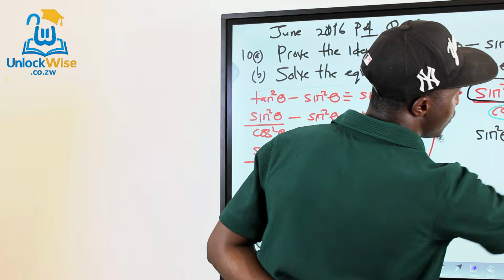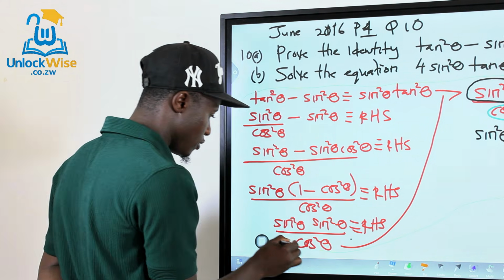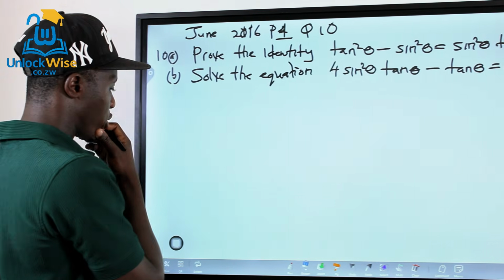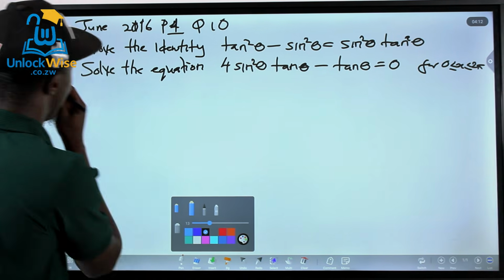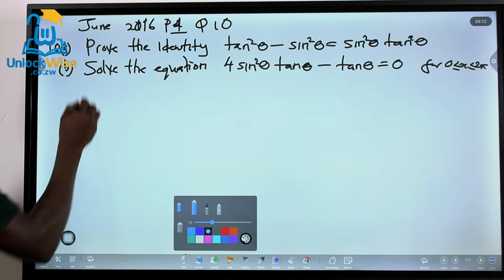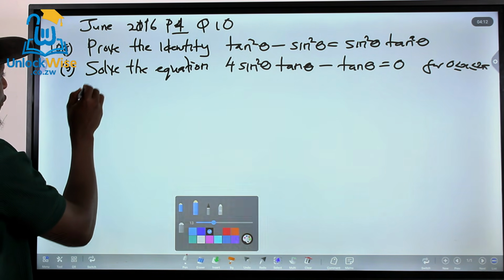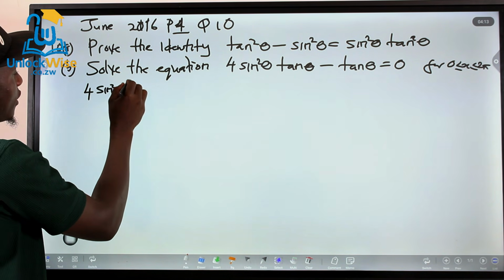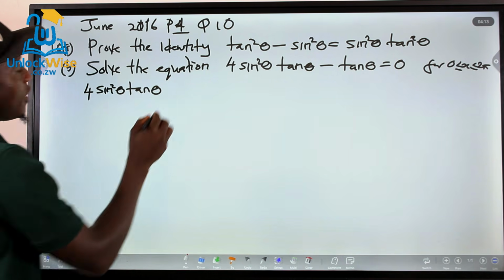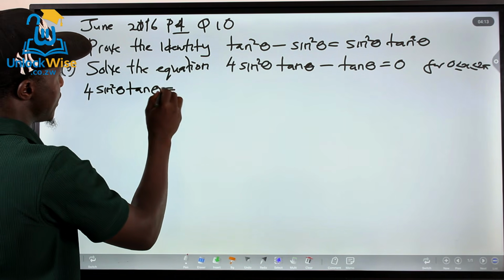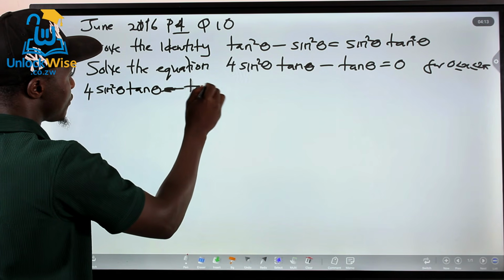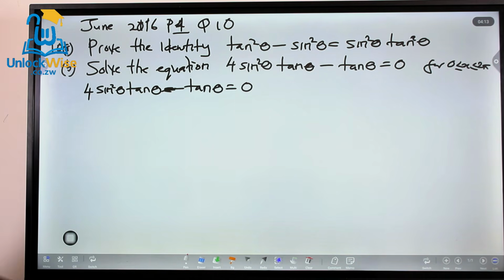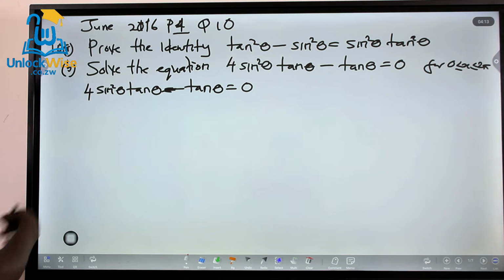This is very simple, because all you need to do is to remember. So I move on to the question on solving the equation. I will rewrite the equation again, which is 4 sine squared theta tan theta is equal to minus tan theta is equal to 0. So for this kind of mathematics to be simple, first of all we need to make this tan theta positive.